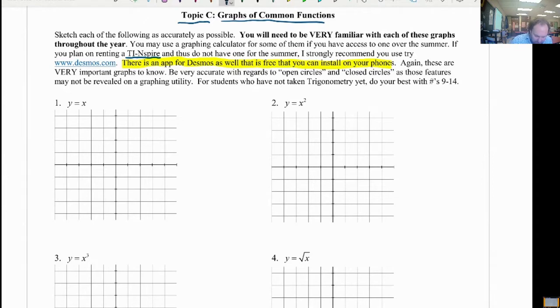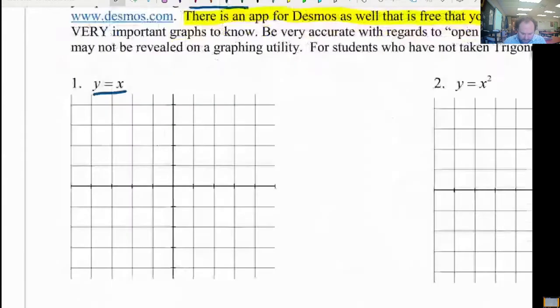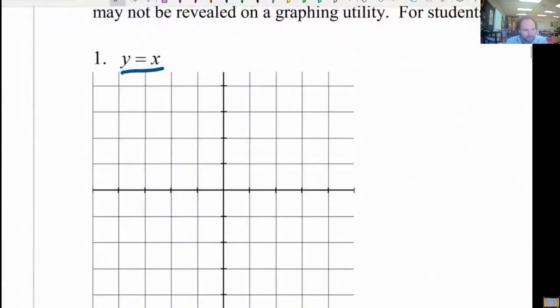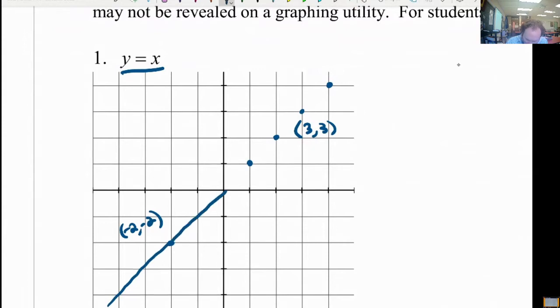Let's start with an easy one, y equals x. So this is literally finding the points where x and y have the same coordinates. So 1 and 1, 2 and 2, 3 and 3, 4 and 4. All of these points have an x and a y that are exactly the same, including the negative ones. Negative 2, negative 2. The x and the y values are the same. And so you get this cool diagonal line that goes through all of those points.